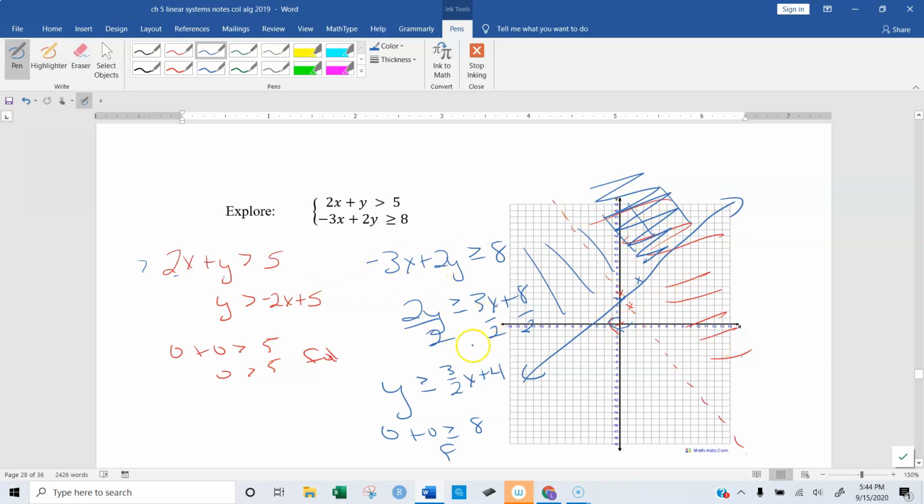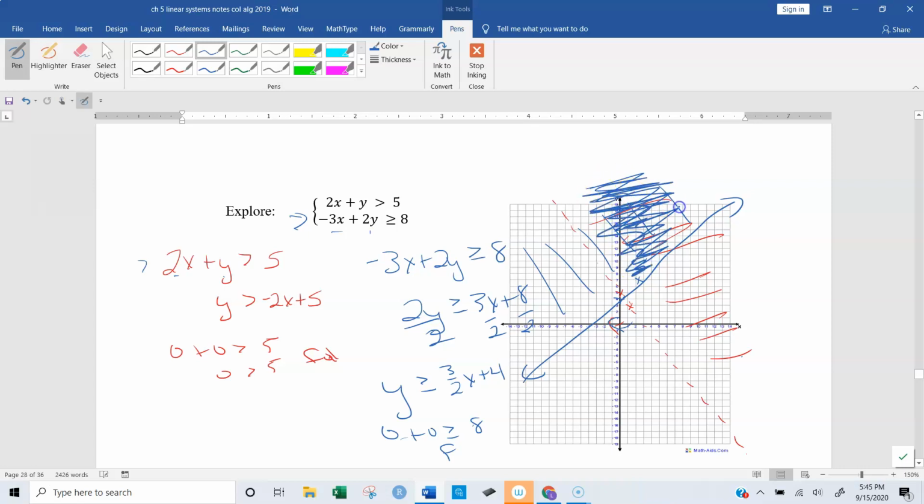We added the 3x and divided by 2. So now we started at 4. We went up 3 over 2. This time it was an equal to, so we had a solid line. Again, we plugged in 0, 0 to our original. So 0 plus 0, is that greater than 8? That's a false statement again. So it's shaded above. And your answer is this section up here where this double shades.